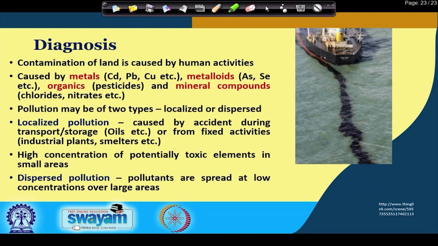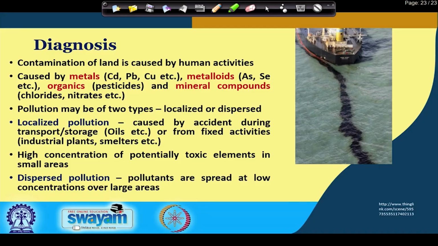So, let us discuss what is diagnosis. Diagnosis, for example, contamination of land is caused by human activities, which can be caused by either metals like cadmium, lead, copper, metalloids like arsenic, selenium, organics like pesticides and mineral compounds, chloride, nitrates, etc. And pollution may be of two types, one is localized and the other dispersed.